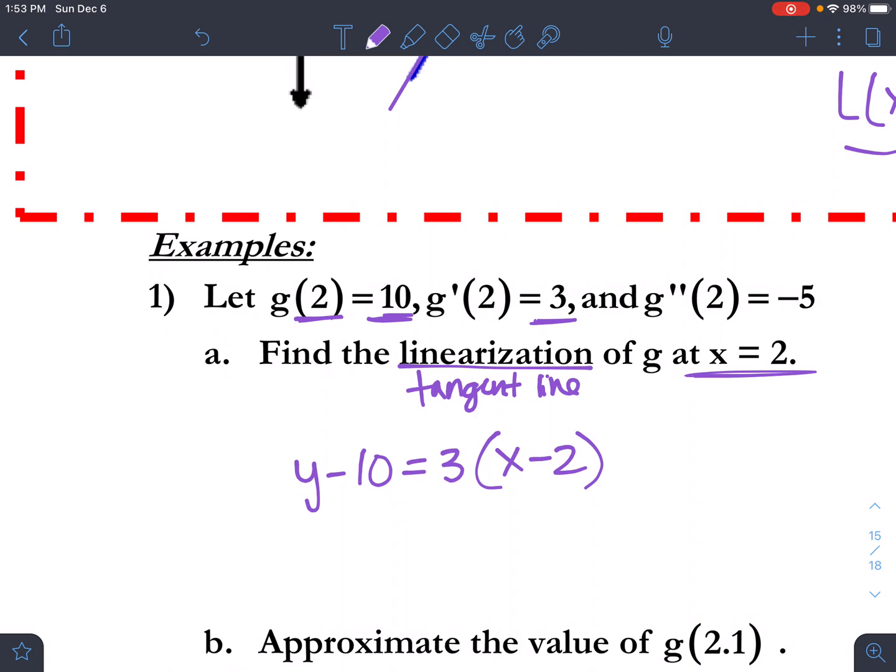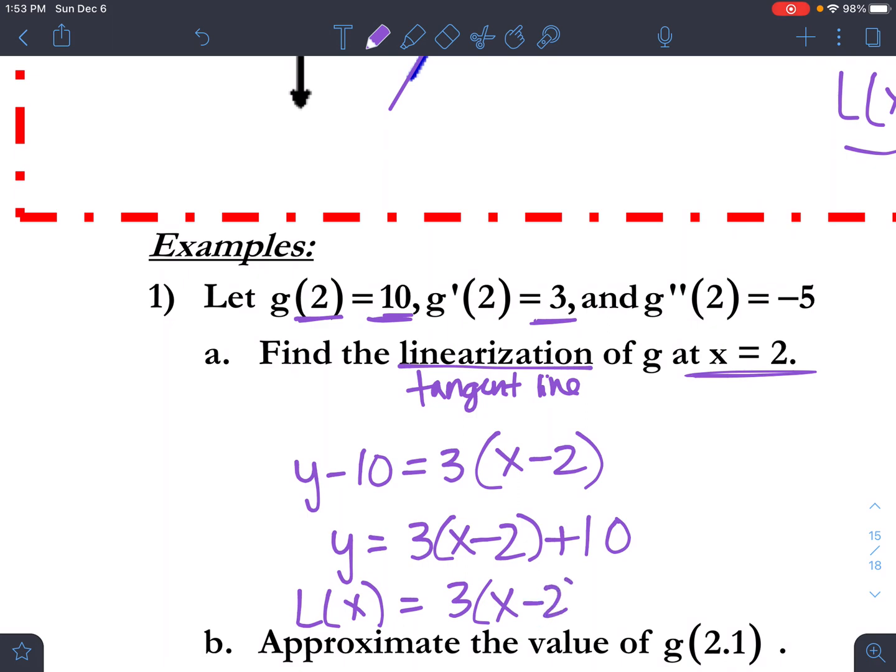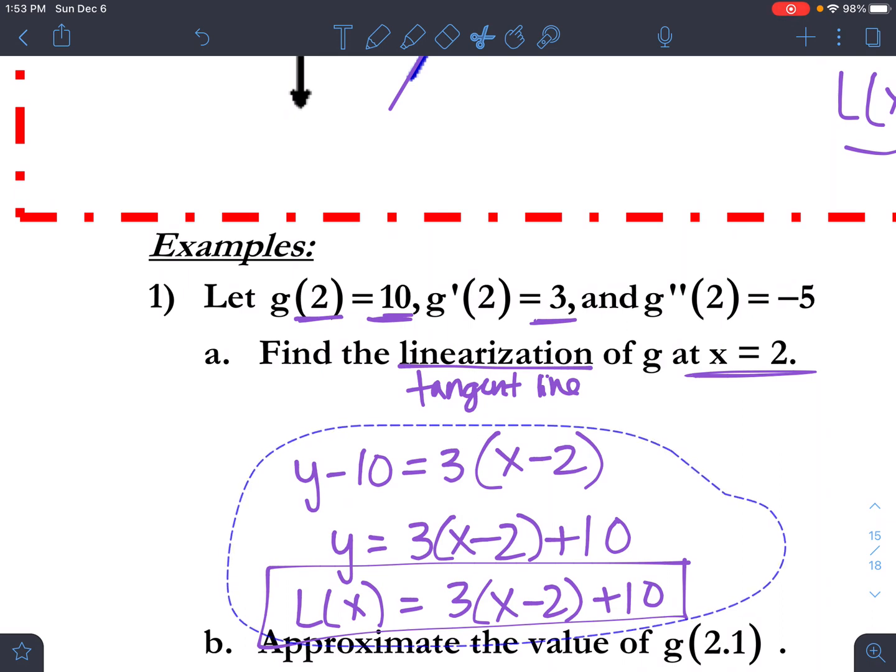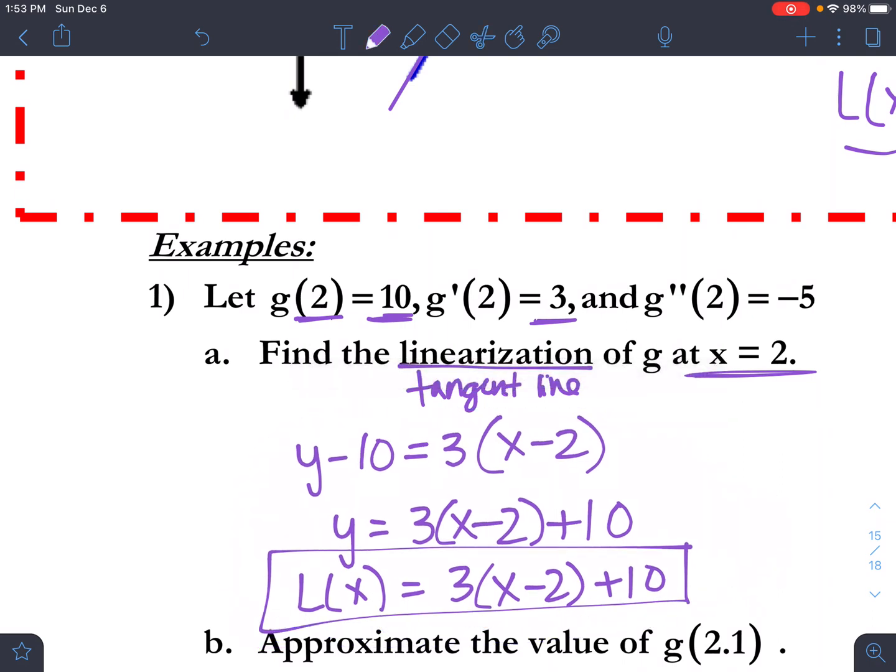The only weird part here is that linearization just means solve for y. You can distribute the 3 or not; I'm not going to right now. And replace y with L of x. So technically your linearization, if you saw this on AP, would be something like that, L of x. They don't necessarily expect you to use L of x, but in a general sense, if you see linearization, don't be intimidated. That just means find the tangent line.